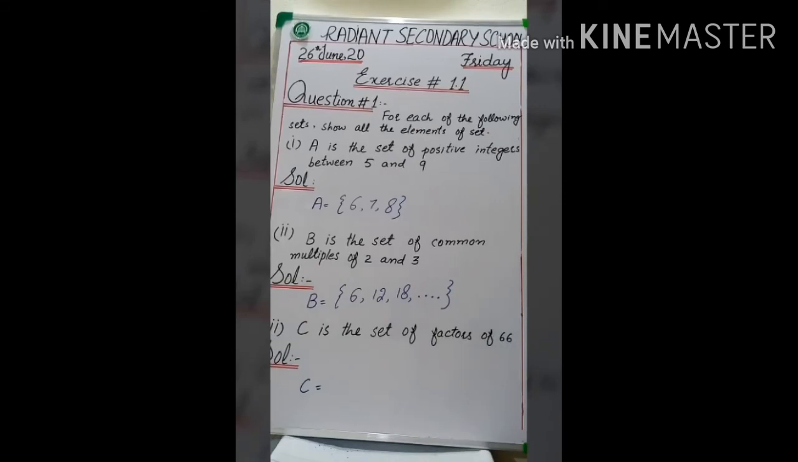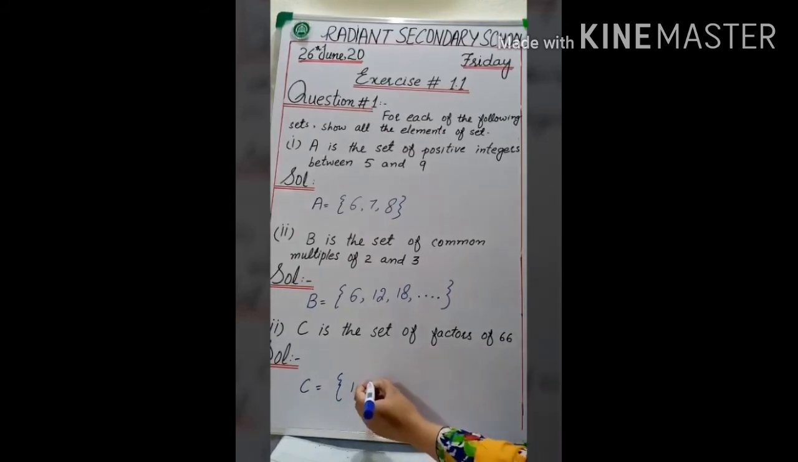Part number 3: set C is the set of factors of 66. You know very well how you can make factors of any number. Factors means the numbers by which 66 is divisible. And you know that the first factor of every number is 1 and the last factor of every number is itself. So the first factor of 66 will be 1 and the last factor will be 66.